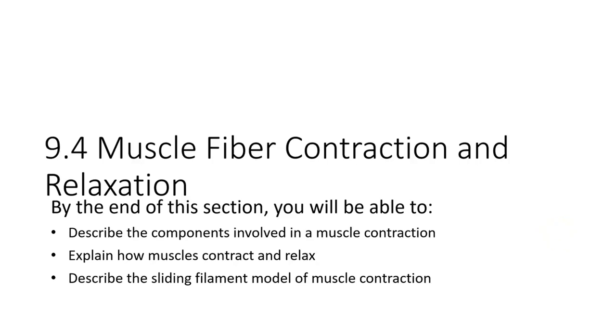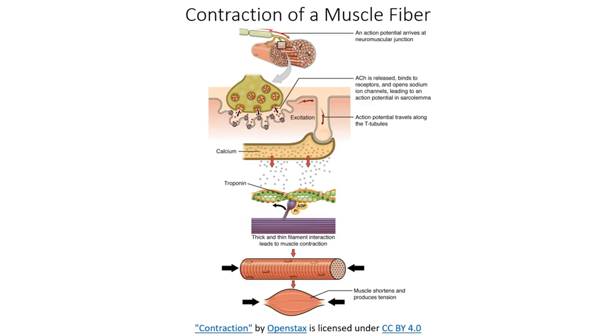All right, we are continuing talking about muscle fiber contraction and relaxation in this video. So we got started with contraction of a muscle fiber in the previous video with the excitation-contraction coupling. Again, just a little refresher, we get that action potential arriving at the neuromuscular junction, releasing acetylcholine into the synaptic cleft of that neuromuscular junction.